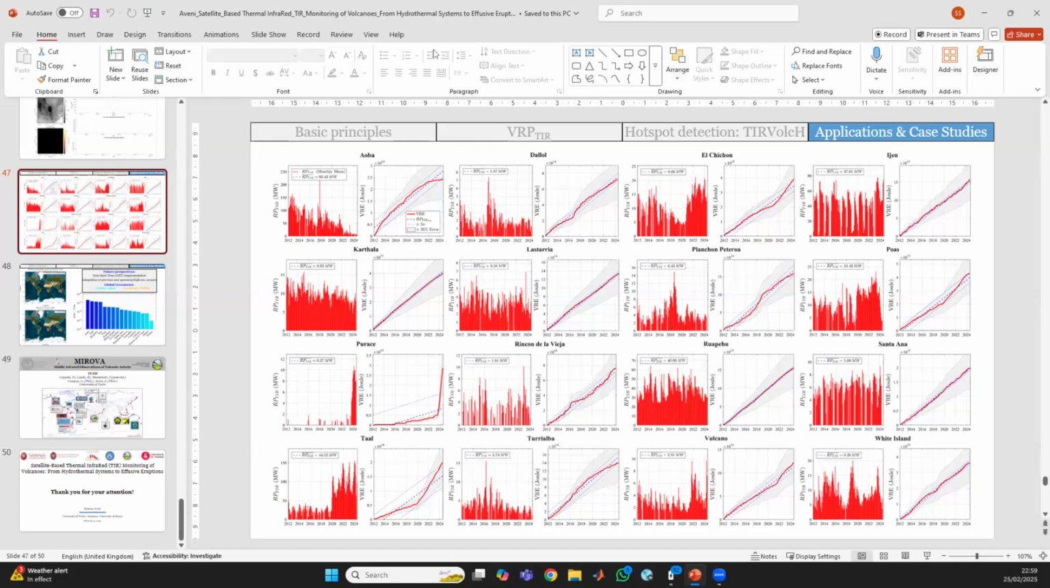I have a question about monitoring volcanoes in tropical areas where cloud cover can be a big inconvenience. How do you handle that? How can that affect the monitoring time series? And yeah, basically that.